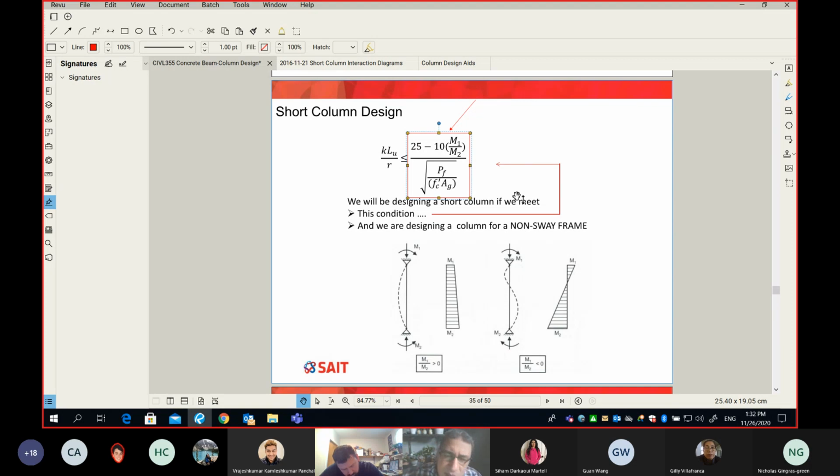Now, I'm going to leave M1 and M2 for now. I'll come back in a minute, but now let's go back down to the denominator. What is P sub F? Do you remember that I said in beams we use M sub F, and in shear design we say V sub F, which is factored shear? In this case, what is P sub F? Any guess?